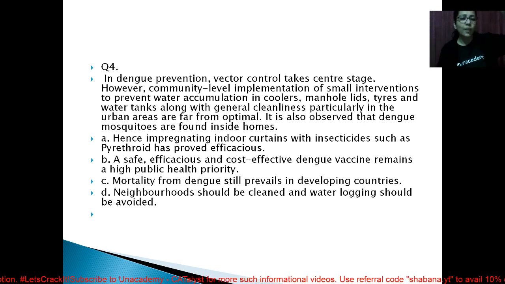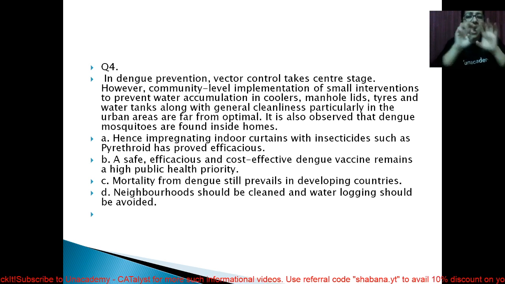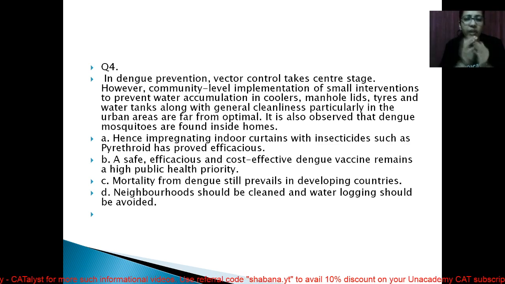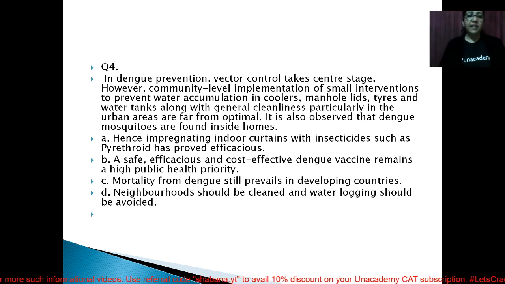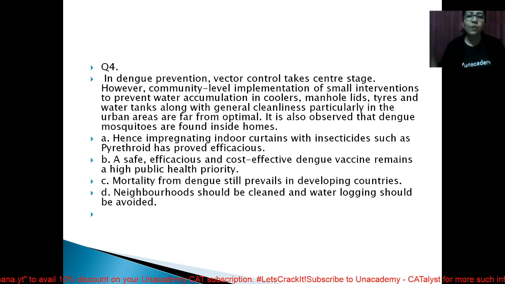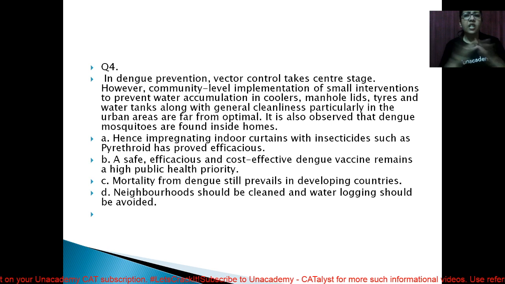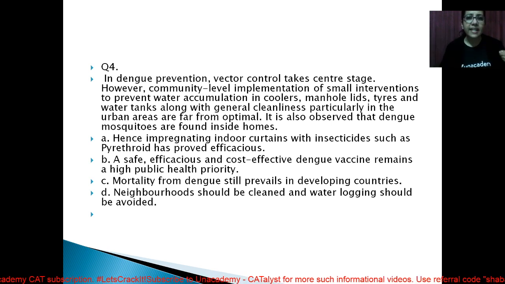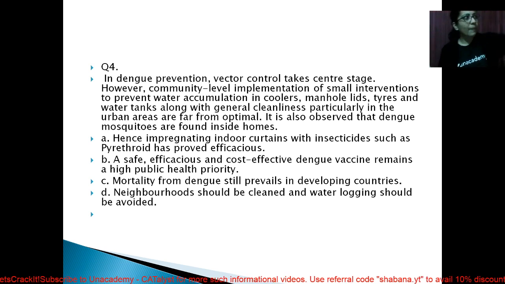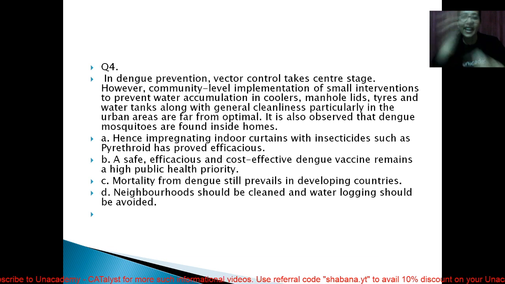Now the way I explained the flow, you need to talk about either the home level, or you need to give a general conclusion, a conclusion that covers everything. Well, B doesn't look like a conclusion at all. That is why A will be the answer. Yes, A says hence, impregnating indoor curtains with insecticides such as pyrethroid has proved efficacious, has proved effective. If there had been a conclusion option, what would it have been? Something like: so, we need to be careful about this particular disease and we need to take steps. Overall conclusion, we could have ended it that way. So it will either be that overall conclusion or, following the flow, the last idea carried forward. Okay, that's why the answer is A.